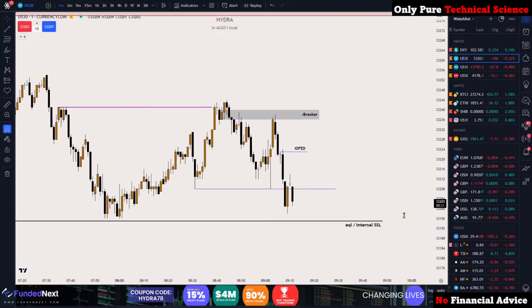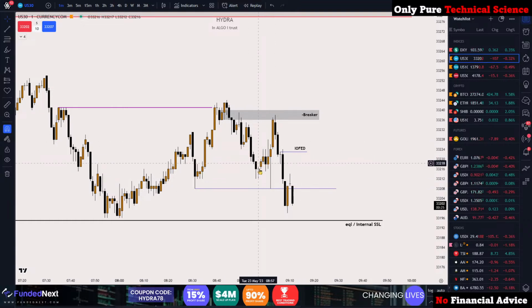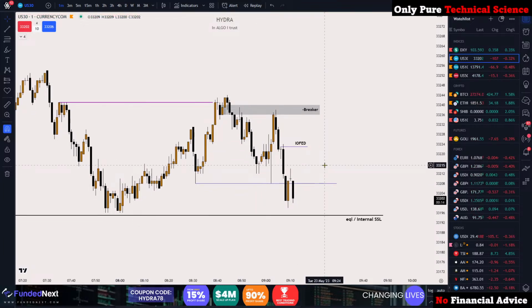US30 perfectly hit our mitigation block here. That's our mitigation block. That's not a breaker block. I would consider this a breaker if price went above this swing high, but it didn't. So that's the reason I'm considering this a mitigation block. What is a mitigation block? A failed breaker block. That's a mitigation block.